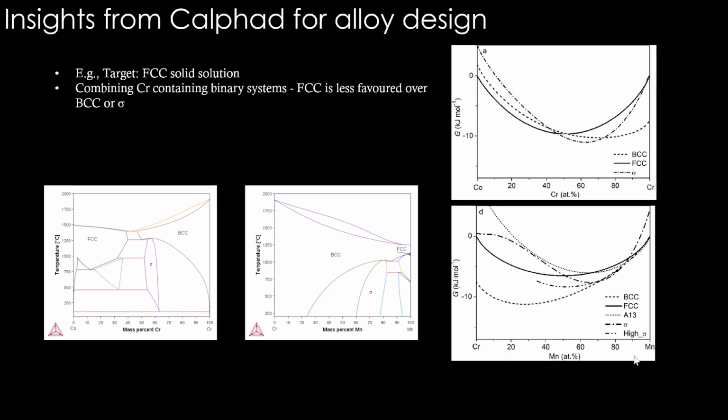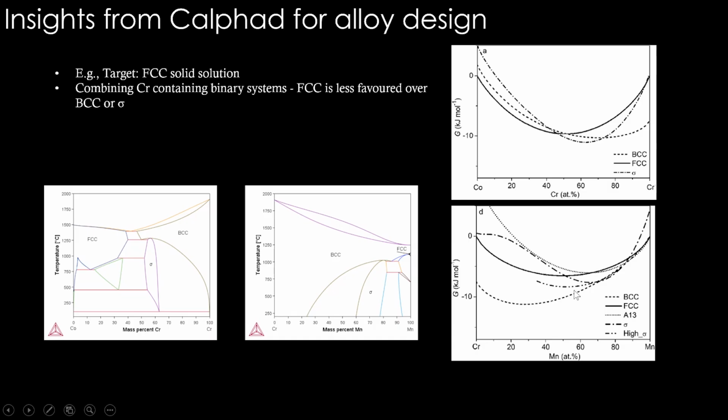So now this question that we have asked: combining chromium containing binary systems, FCC is less favored over BCC or sigma. If you look at the binary diagrams for cobalt chromium and chromium manganese, the binary Gibbs energy versus composition diagrams, you can see that FCC is here, the solid line, and below FCC a couple of phases come here, that is BCC and sigma. Here also in chromium manganese the FCC curve is here, and below FCC this A13, sigma, BCC, all these phases are appearing.